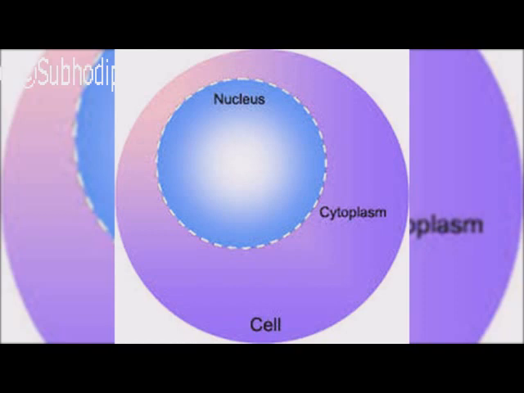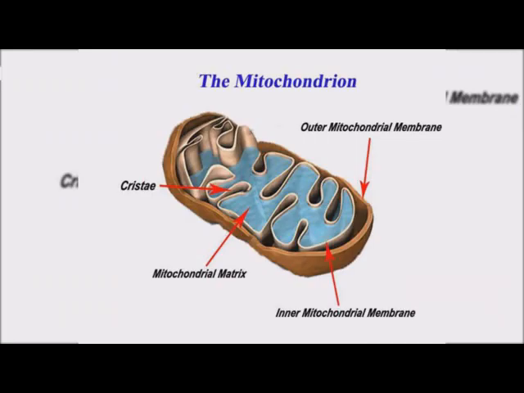During respiration, food is oxidized in the presence of oxygen and energy is released in the form of ATP or adenosine triphosphate. Hence, mitochondria are also called the powerhouses of the cell.